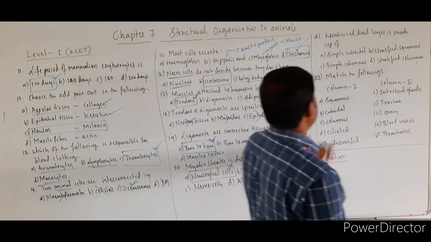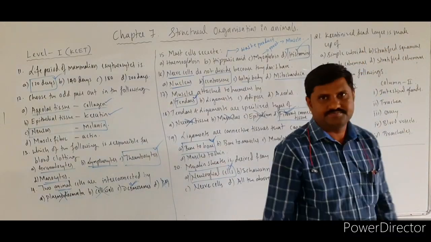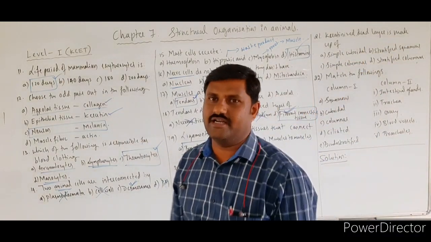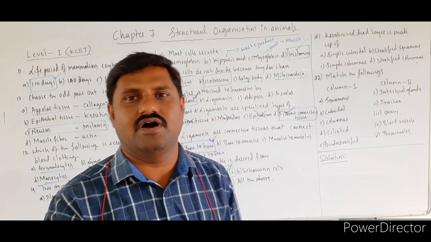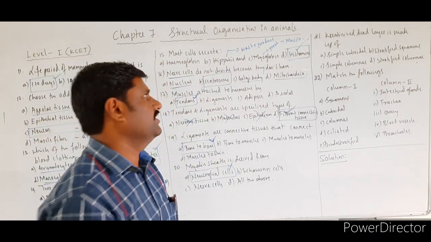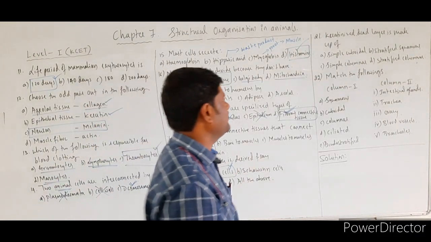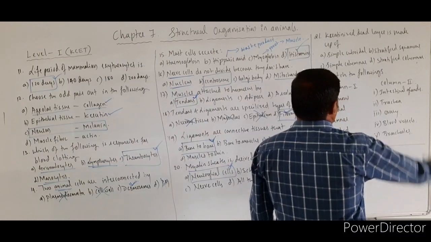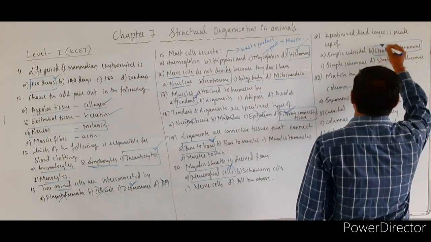So next one is: keratinized dead layer is made up of. Already I have told you, keratinized. Squamous epithelium is present on the sole of the foot, so it is a dead layer. So which is made up of squamous epithelium? Then stratified squamous epithelium is the correct answer for this one.